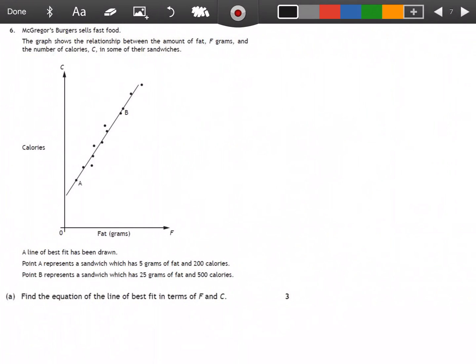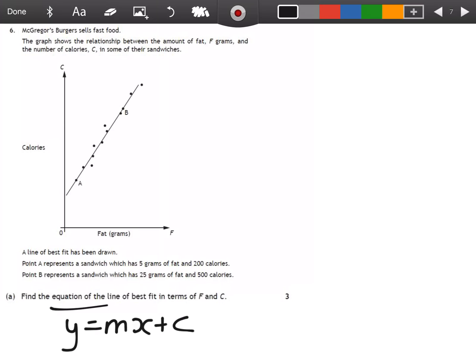Okay, number 6. This is a straight line graph. A straight line graph is actually a scatter graph. It's all about the amount of fat and calories in a burger. Part A is looking for the equation of a line. As soon as you see the words equation of a line, you should be thinking y equals mx plus c.